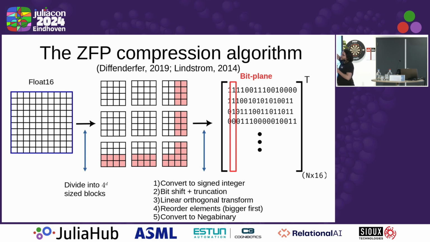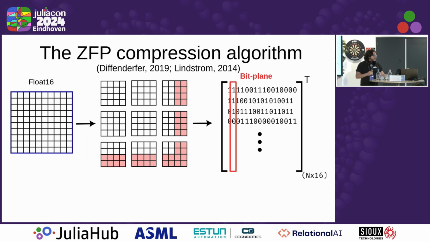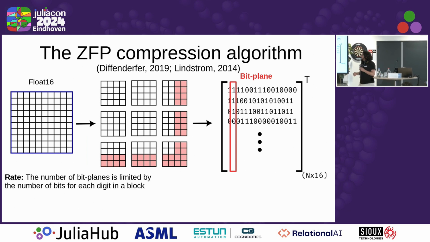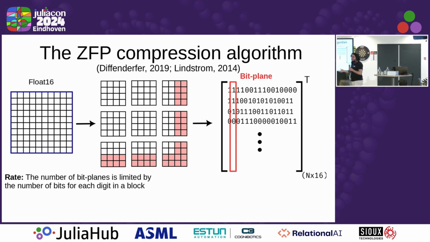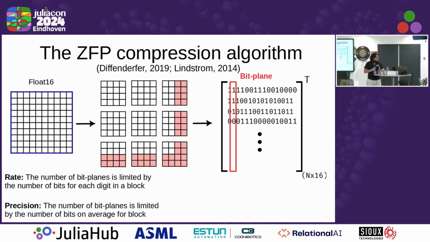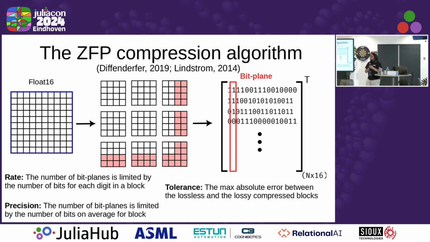So imagine that these are the binaries where I already did a bunch of compression. Now I want to figure out how many bit planes I want to use. The stopping point for how many bit planes I can use can be parameterized by rate, for instance. In this case, the number of bit planes is limited by the number of bits that I want for each digit in the block, so it's normalized. Precision is the number of bits for the whole block, on average. And tolerance is the max absolute error for the whole block, for the values.